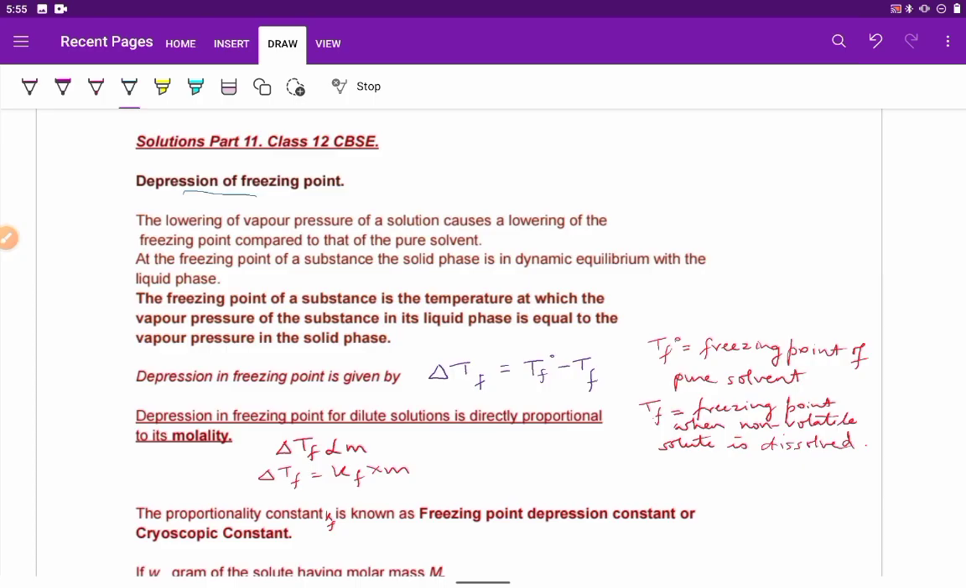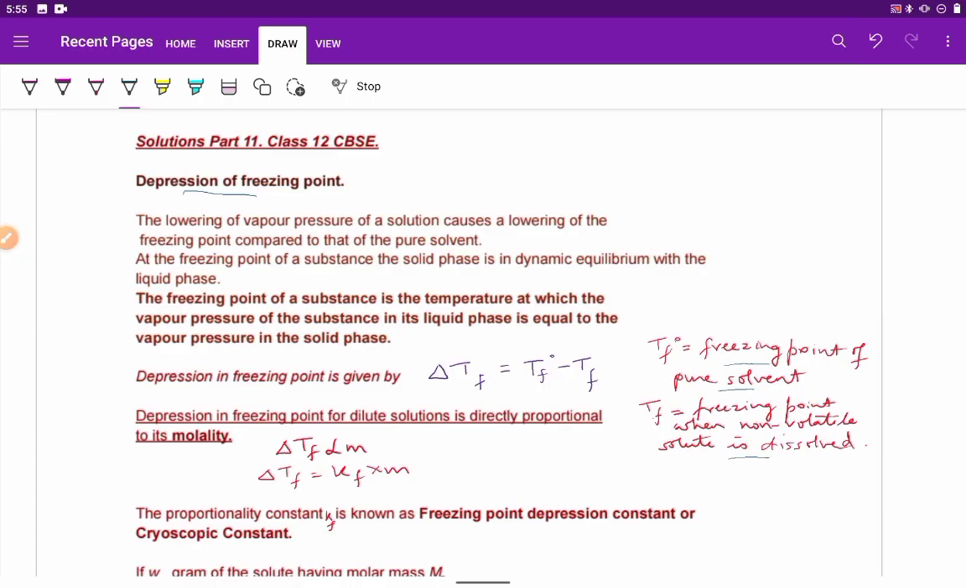Depression in freezing point will be given by delta Tf, that is equal to Tf naught minus Tf. Tf naught is the freezing point of pure solvent. Tf is the freezing point when non-volatile solute is dissolved. So Tf naught minus Tf gives delta Tf, which is the depression in freezing point.